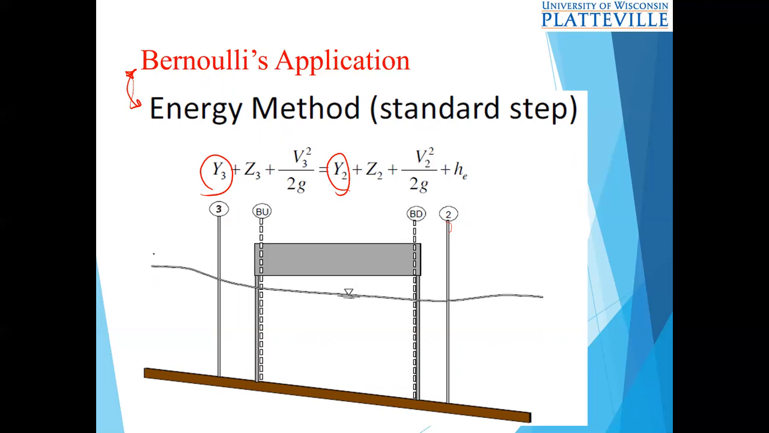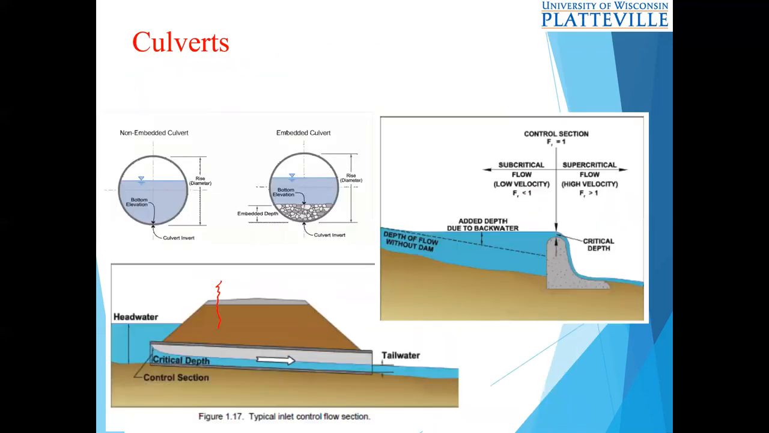Yes, it's similar to pressure head. Pressure over gamma is pressure head. In this case, for example, it's y2, because if we have a piezometer, the piezometer just shows the pressure head. Similar things you experience in the lab. All right, so again, this is energy equation, and h_e is a head loss. It's different format of Bernoulli's equation.